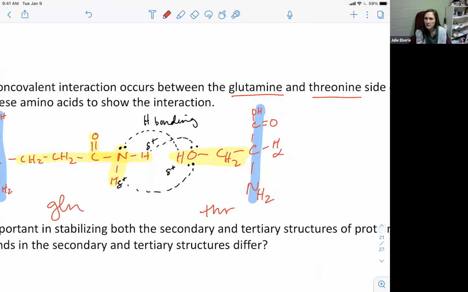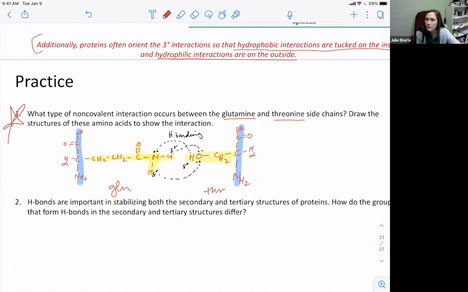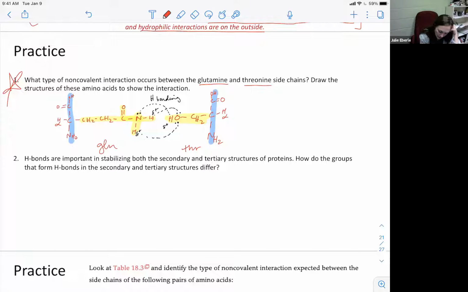Okay, questions on that? I think this right here is a great thing you guys need to know, especially for the exam. If I gave you two amino acids and said, what kind of interaction would you get between these two? I might not even draw them out for you, but you should be able to draw out the side chains and then consider what kind of interaction you would get. I think this is a great question too. Hydrogen bonds are important in stabilizing both secondary and tertiary structures of proteins. How do the groups that form hydrogen bonds in the secondary and tertiary structures differ?